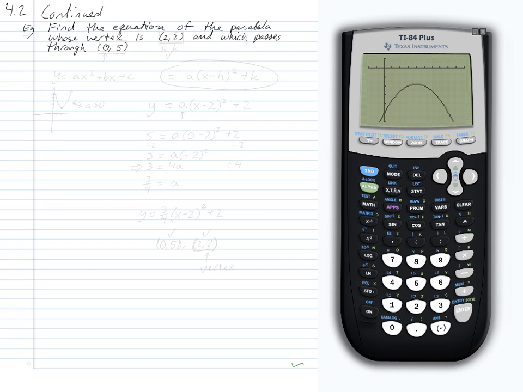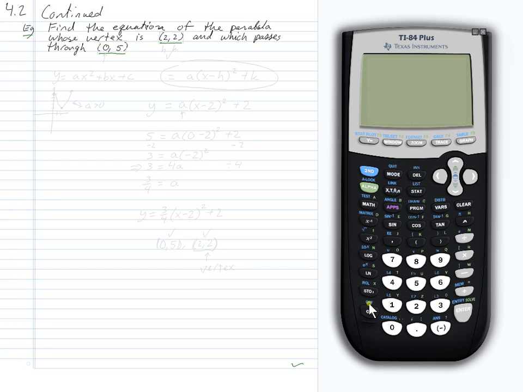So the beautiful thing about having these two different versions of a parabolic equation, or quadratic function, is that now it allows us to reverse engineer the equations based on the parameters described. So here we have an example where we would like to find the equation of a certain parabola. We're told it passes through the point 0, 5, but its vertex is 2, 2.